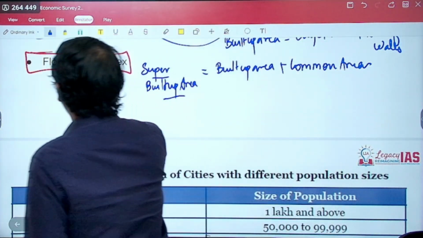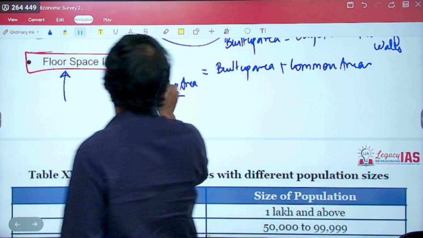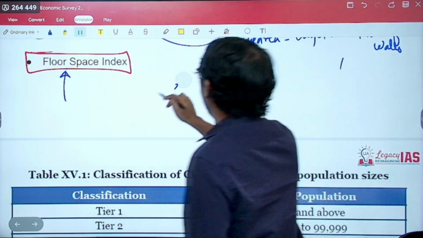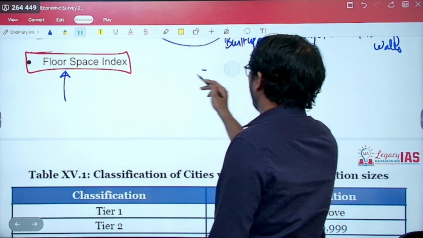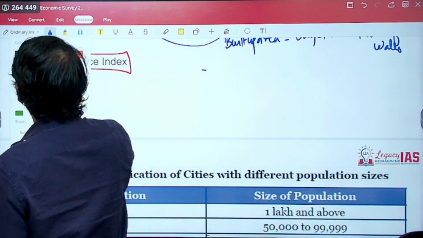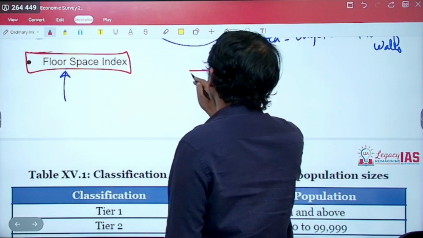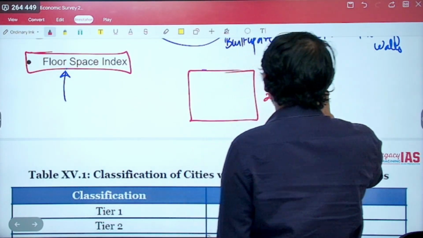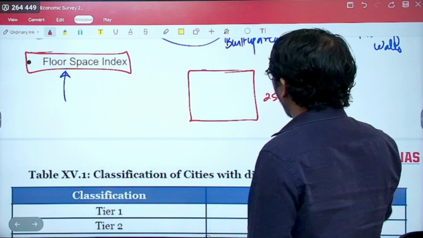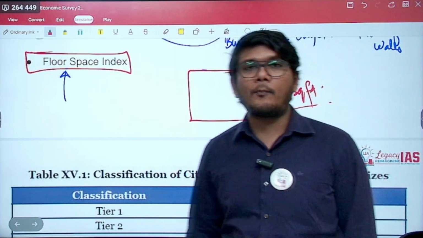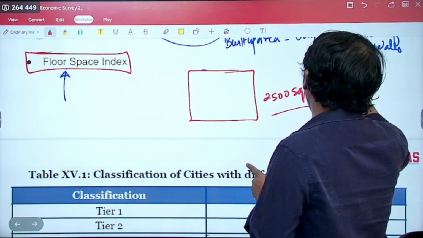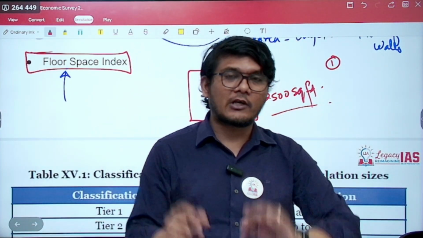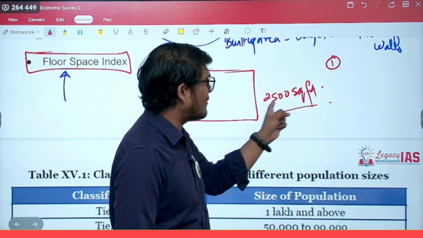Now let's understand what is this floor space index. Now the Economic Survey has actually focused on this particular concept of floor space index. Let us understand what this is. So let's say you have a plot of around 2,500 square feet. Now, if for your plot the floor space index is 1, that means you can have a construction on an area equivalent to this.